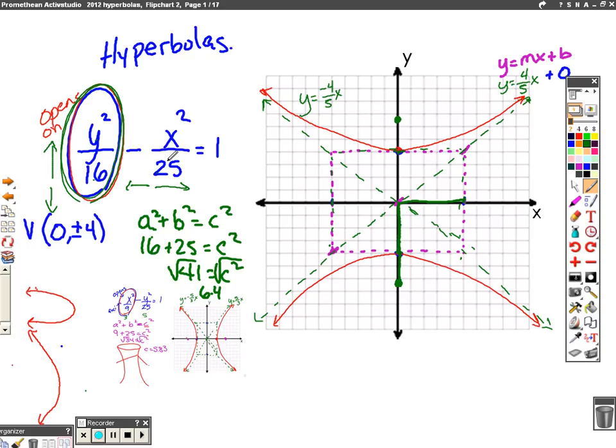Our foci. How do we find our foci? Well, our foci are going to be the largest distance away from the origin. This distance right here is our c value, and c squared equals a squared plus b squared. So c squared, we want to find this distance. We know this distance here, and we know that distance there. So if we take 16, square it, 25 and square it.